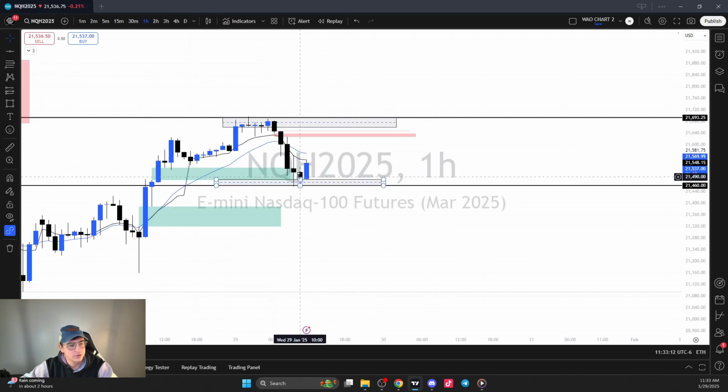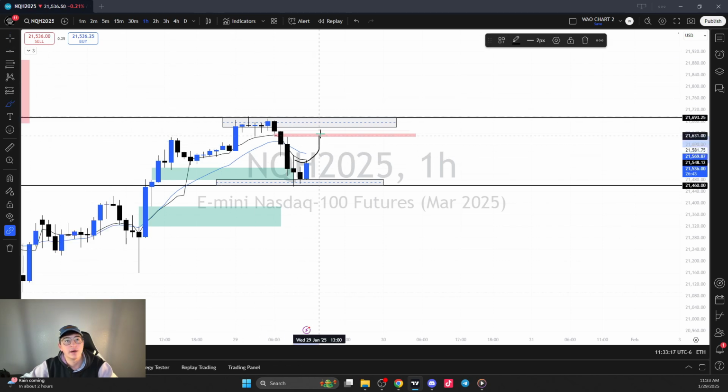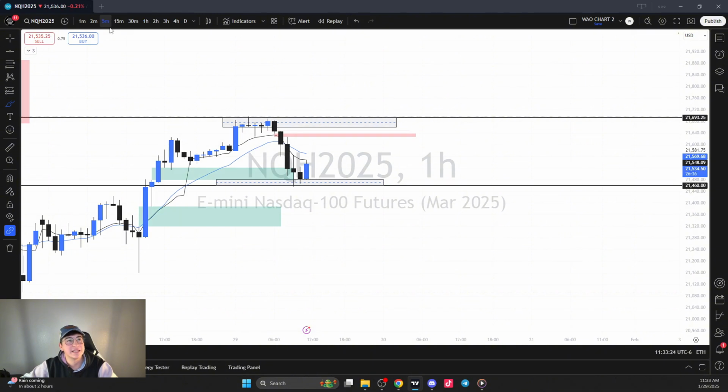Buyers step in, pushing higher. We might be able to continue all the way back up to here, until the actual gap forms. And so that's how I find my daily bias.